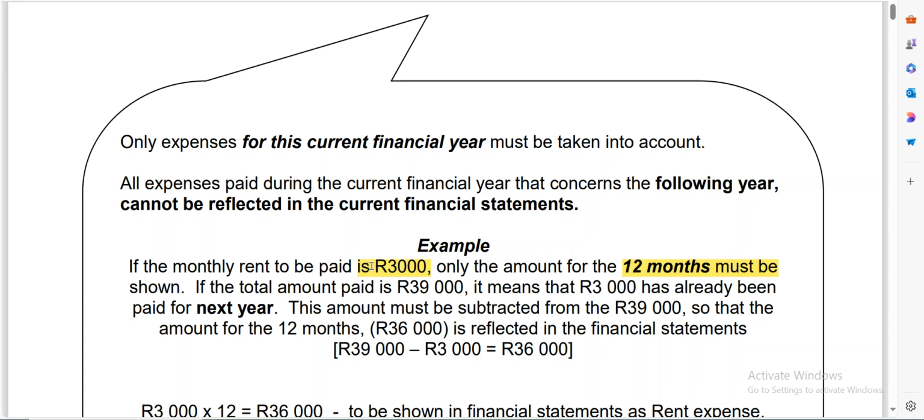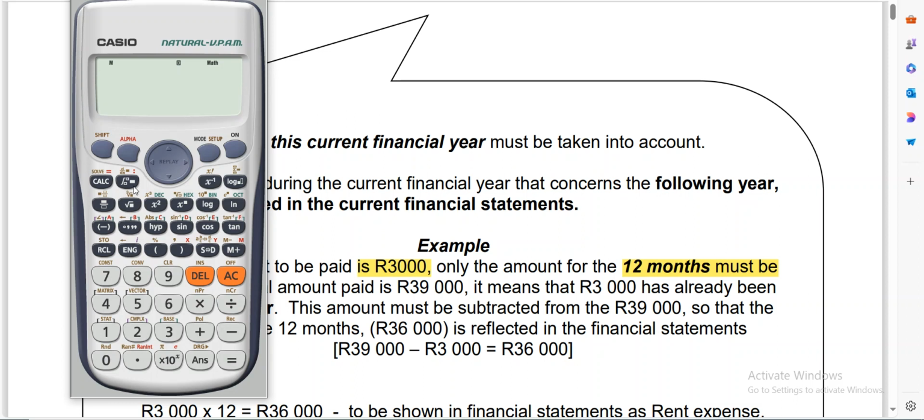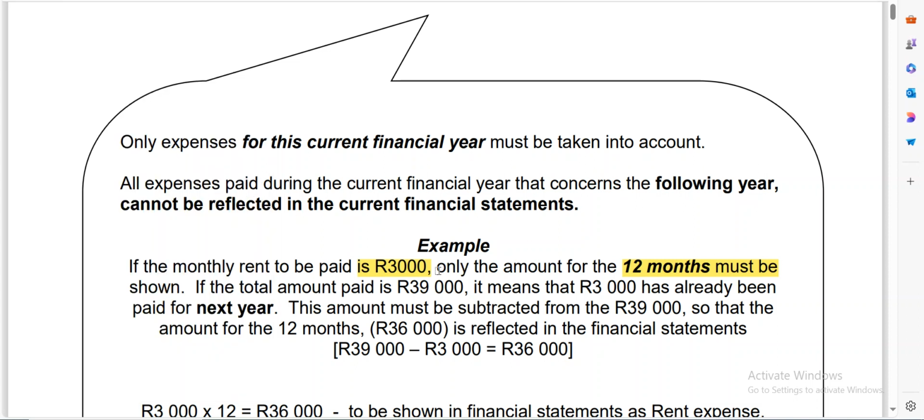Remember, they said if we are paying rent of 3,000, it means that in that particular period of 12 months, we are supposed to only pay 3,000 per month. So the total rent paid is supposed to be 36,000 according to this example. In other words, our expected rent to be paid is supposed to be 36,000. Anything that exceeds this means that that particular rent has been paid in advance. And here they're saying that if the total amount paid is 39,000, it means that 3,000 has already been paid for the next financial year.